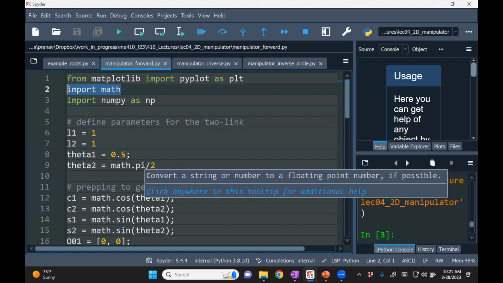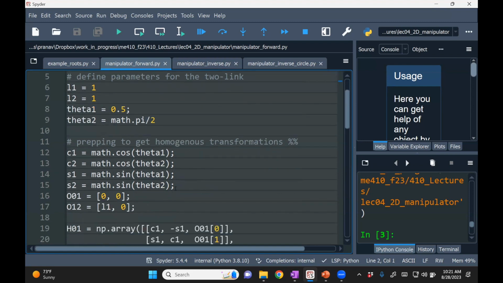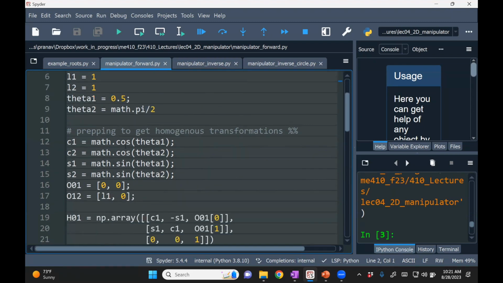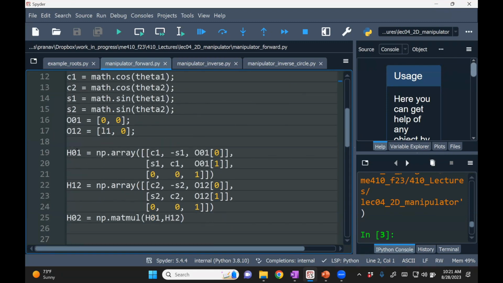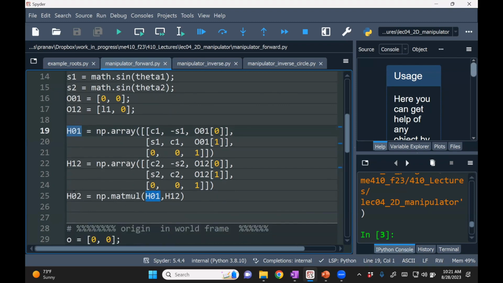I wanted the value of pi, and I could use numpy, but I could also use math. As I said, sines and cosines are not available by default. You either need to use numpy, or in this case, I've used math. What I've done here is define h01, h12. The same thing I wrote down here. You can see that they are basically 3 by 3 matrices. To get h02, it's a multiplication of h01 and h12.